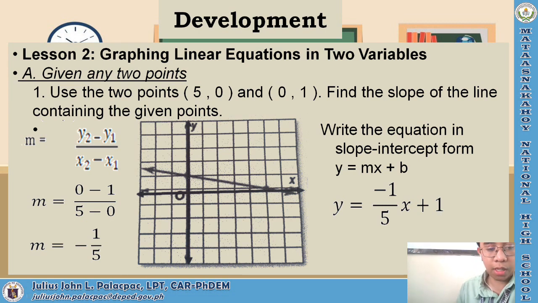And in the slope, if we counter-check, the slope is negative 1. So rise over run: negative 1, down 1, and run 5. 1, 2, 3, 4, 5. So it's the correct slope.